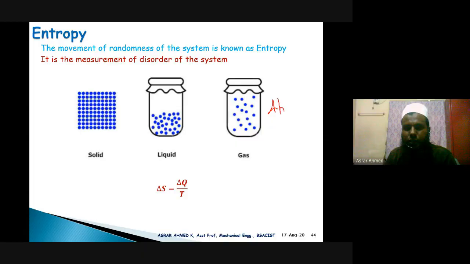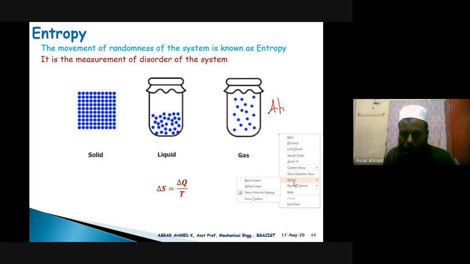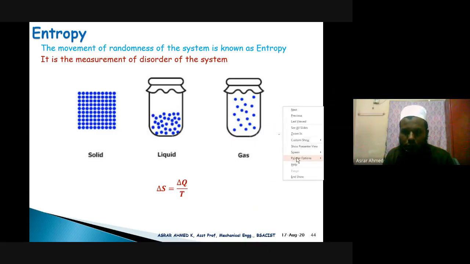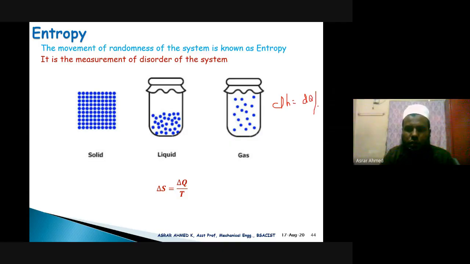So dH, or del H, is equal to dq at constant pressure. This is what we discussed. Now if you see, del S is del Q at constant temperature. So entropy and enthalpy are related like this. Del S is equal to del Q divided by T.